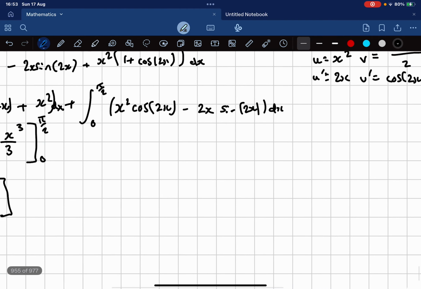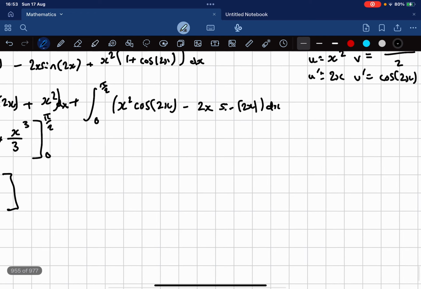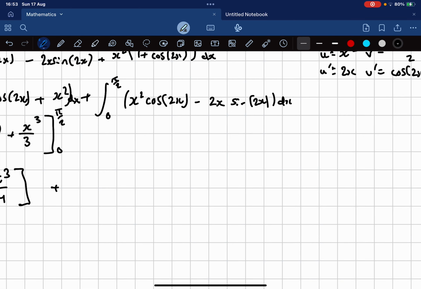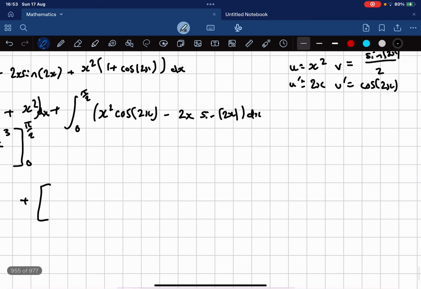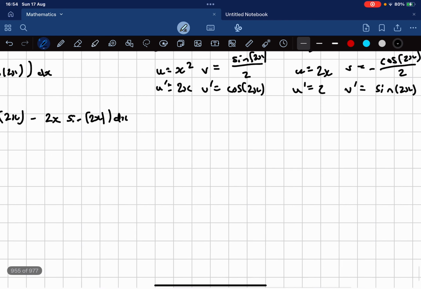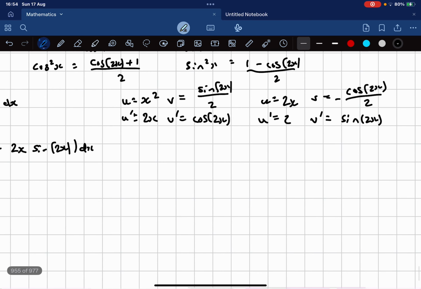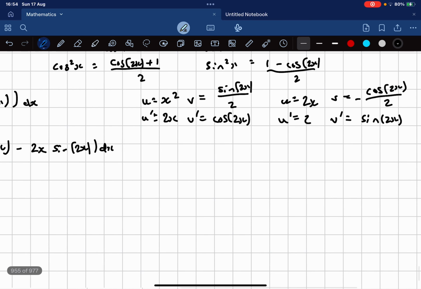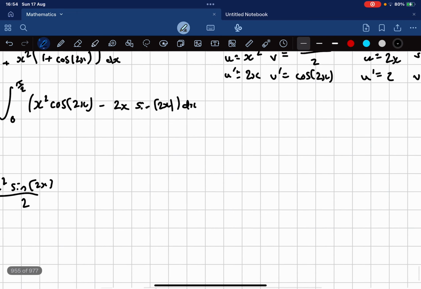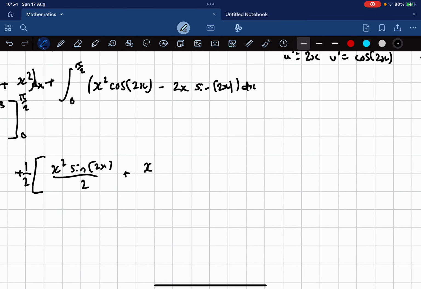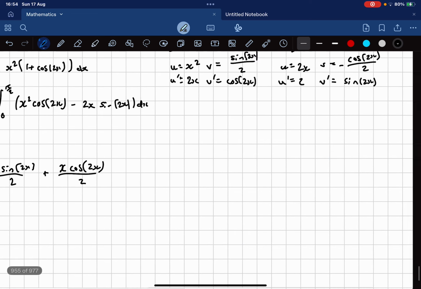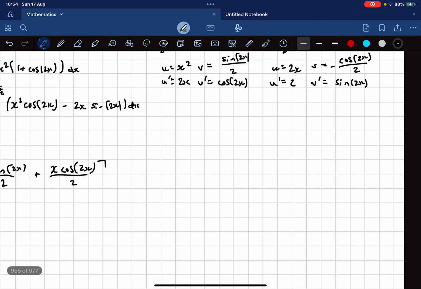Okay, so now let's do this. We have plus x squared sine 2x over 2. Okay, very nice. And then we're also going to add, because of the double negative, x cos 2x over 2. Okay, with pi over 2 and 0.